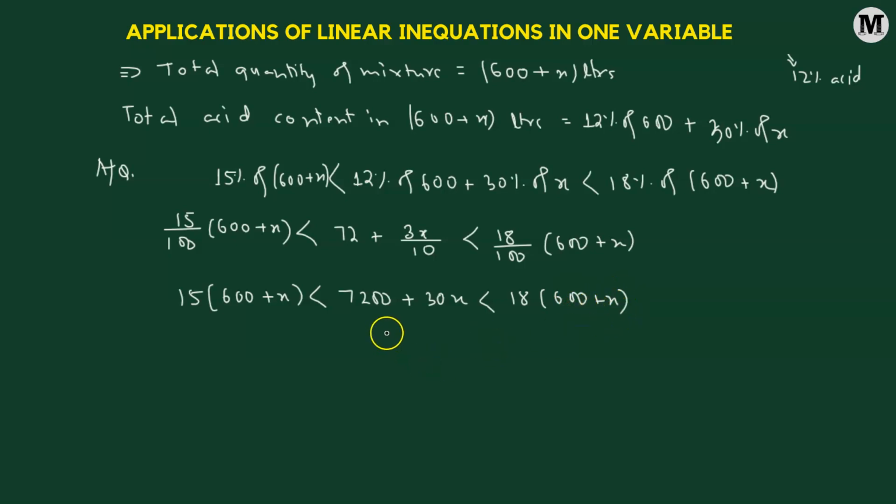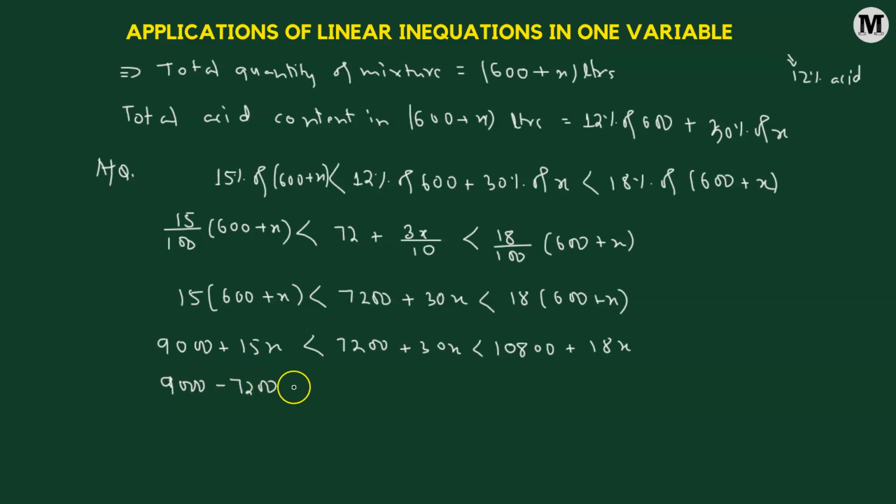Now what we'll do? We will subtract 7200 throughout. So 15 times 600, that's going to be 9000 plus 15X. Let's simplify this. We'll subtract that in the next step. We have 7200 plus 30X less than, so 18 times 600, that's going to be 10800 plus 18X. Now we're going to subtract 7200 throughout. So we have 9000 minus 7200 plus 15X less than 30X less than 10800 minus 7200 plus 18X. Now 9000 minus 7200, this is going to be 1800.